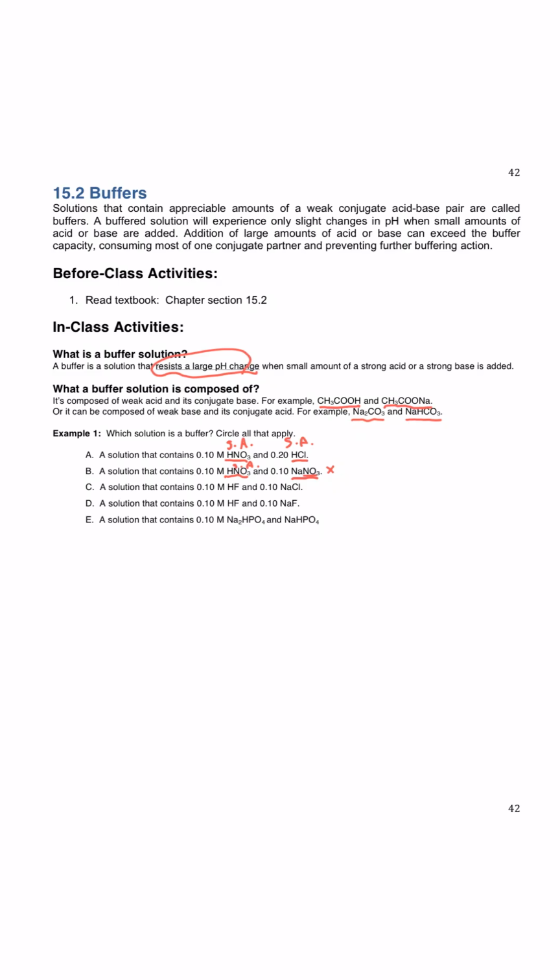Now, choice C. When we consider choice C, it contains HF, which is a weak acid. But the other substance mixed into this solution is sodium chloride. Sodium chloride is not the conjugate base of hydrofluoric acid, so this is not a buffer solution. Now let's take a look at choice D. D contains HF and its conjugate base, fluoride. It has hydrofluoric acid and fluoride ions, so this is an example of a buffer solution because it contains a weak acid and its conjugate base.